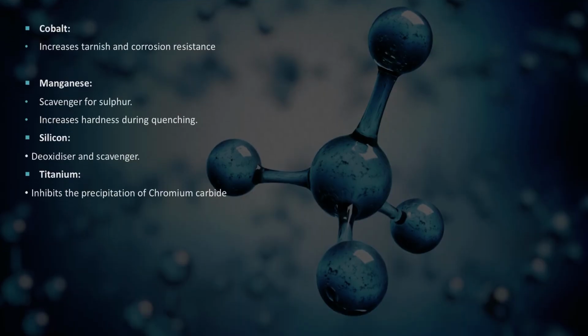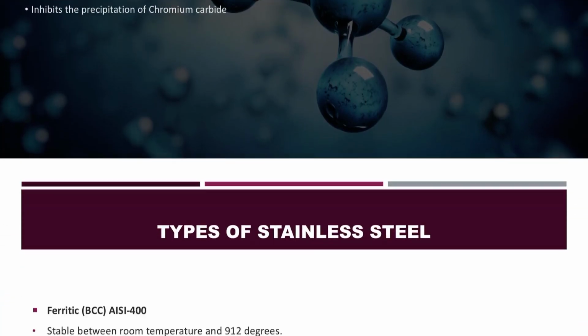Cobalt increases tarnish and corrosion resistance. Manganese acts as a scavenger for sulfur and also increases hardness during quenching. Silicon is a deoxidizer and scavenger. Titanium inhibits the precipitation of chromium carbide.